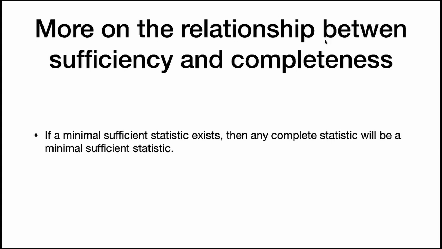A little more on the relationship between sufficiency and completeness. If a minimal sufficient statistic exists, then any complete statistic will be minimal sufficient. So complete statistics are not necessarily minimal sufficient, but if there is a minimal sufficient statistic, then the complete statistic will be the minimal sufficient statistic. Complete statistics are in a lot of ways very similar to minimal sufficient statistics in the sense that they don't contain extra, unnecessary information.